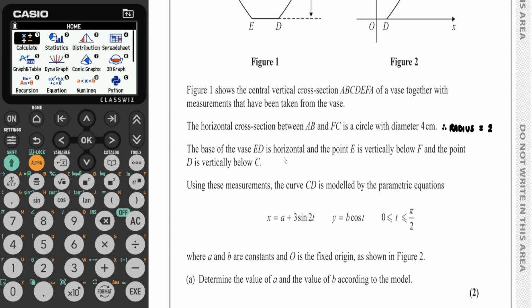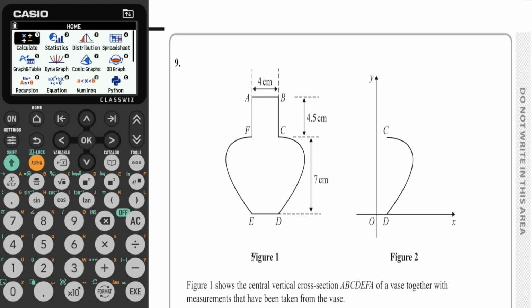The base of the vase ED is horizontal, and the point E is vertically below F, and the point D is vertically below C. Using these measurements, the curve CD is modelled by the parametric equations x equals a plus 3 sine 2t, y equals b cos t, where t is in between 0 and pi over 2, a and b are constants, and O is the fixed origin as shown in figure 2. And that is this summary shown.